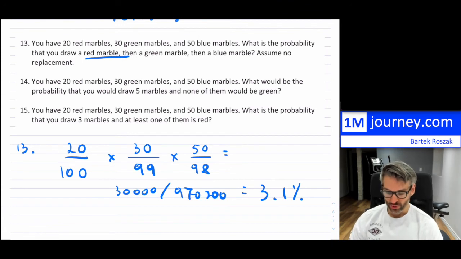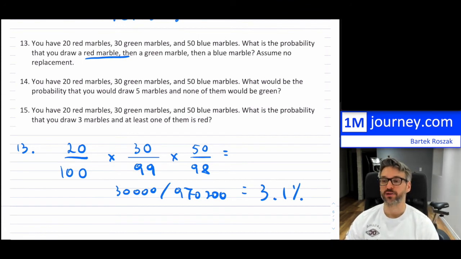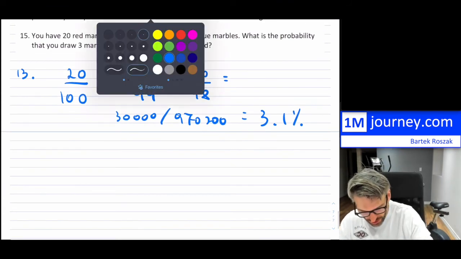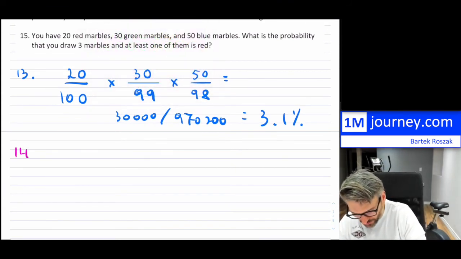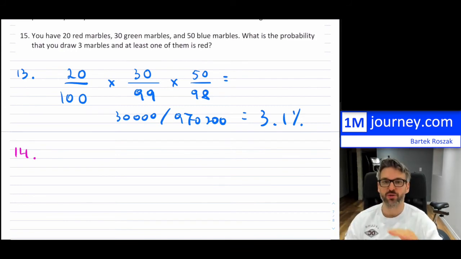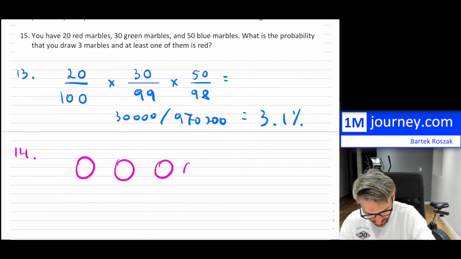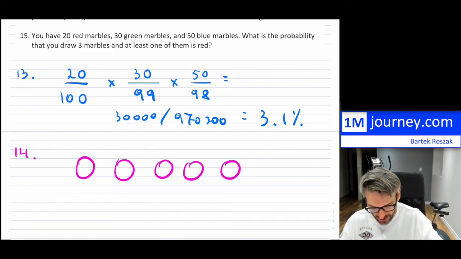All right, next one. Question 14. You have 20 red marbles, 30 green ones and 50 blue ones again. What would be the probability that you would draw 5 marbles and none of them would be green? None of them would be green. So this one right away rings a bell in terms of using conditional probabilities. So none are green. What's the probability of that? Now we're drawing 5 marbles: 1, 2, 3, 4, 5. And none of them are green.